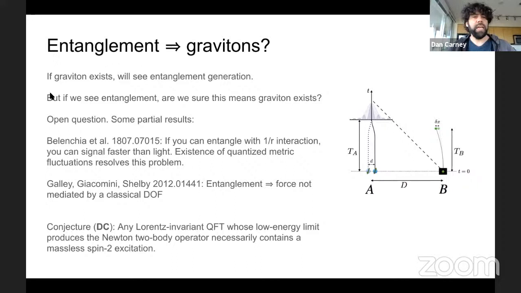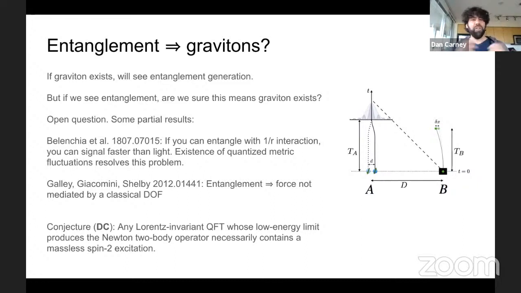So here are some partial results. So if you see the entanglements in the experiment, there's this beautiful paper by Alessio Balencia and a bunch of people, Bob Wald included, which shows the following thing. Suppose you can do the experiment. What you know for sure then is that you can generate entanglement with the Newton potential, the 1/r law. Okay, so that's a non-local force, and so that would mean that you could potentially signal faster than the speed of light. So that would be a problem.